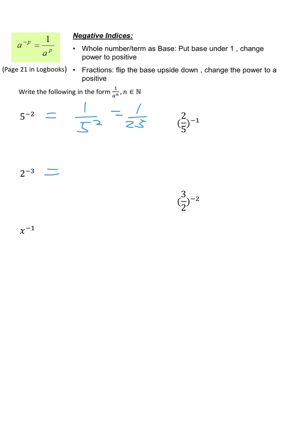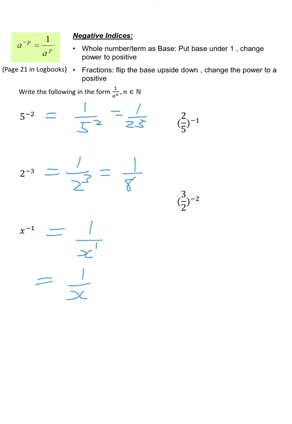Same now with 2 to the power of minus 3. So we put the base under 1, then change the power to positive. So then we have 1 over 2 to the power of 3, and 2 to the power of 3, that is 8. So 1 over 8. Then if you have x to the power of minus 1, we put it under 1, change the power to positive, so 1 over x to the power of 1. But we usually write that as just 1 over x.